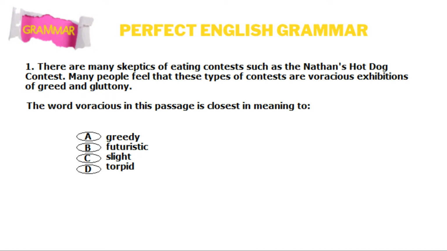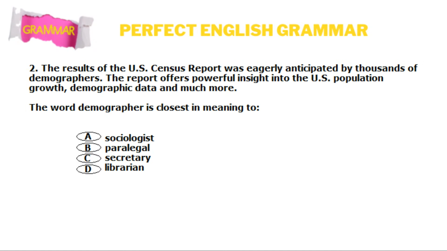And then we have another exercise real quickly. The results of the U.S. Census report are eagerly anticipated by thousands of demographers. The report offers powerful insight into the U.S. population growth, demographic data, and much more. The word demographer is closest in meaning to which of these options? Sociologist, paralegal, secretary, or librarian? So here we have four of the options.